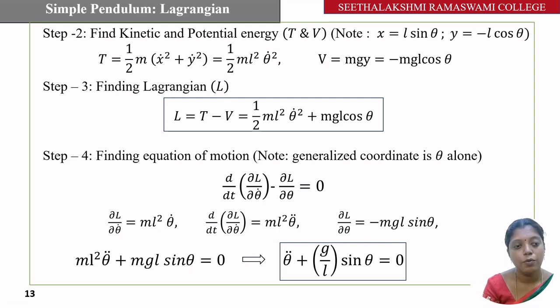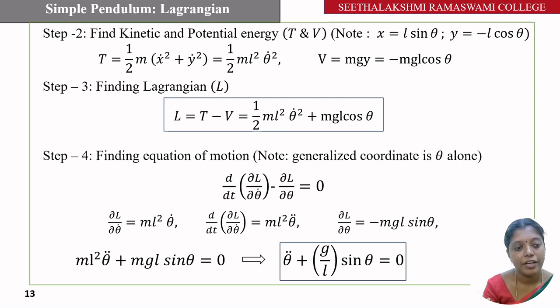As you have only one generalized coordinate here, theta, you will have only one second order differential equation, that is d by dt of dou L by dou theta dot minus dou L by dou theta equal to 0. If you have multiple generalized coordinates, you have multiple equations. Here, as we have only one generalized coordinate, one equation is there.